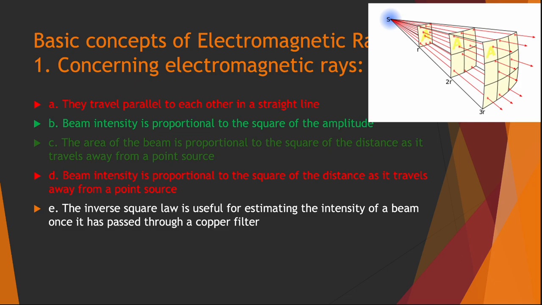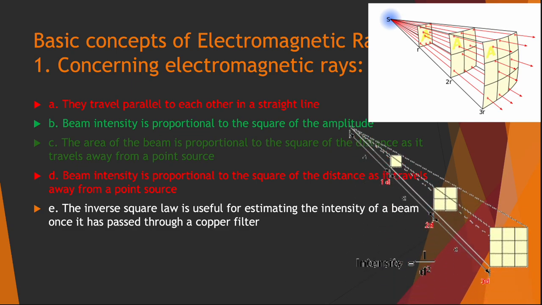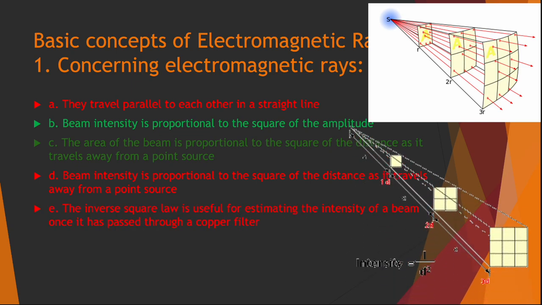The answer is false. The inverse square law is useful for estimating the intensity of a beam once it has passed through a copper filter. So the answer is false. Why? Because whether the beam is passing through any filter or not, that has nothing to do with the inverse square law. So the answer is false. The inverse square law remains as it is for any electromagnetic ray, even if it passes through a filter or not.